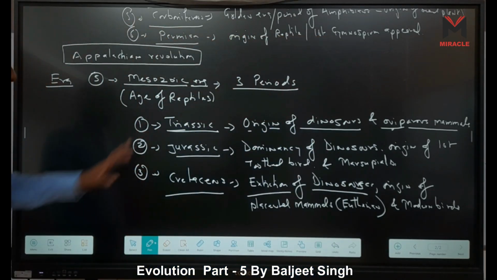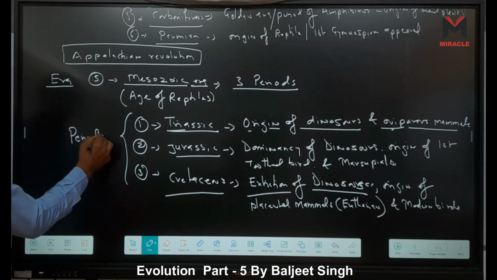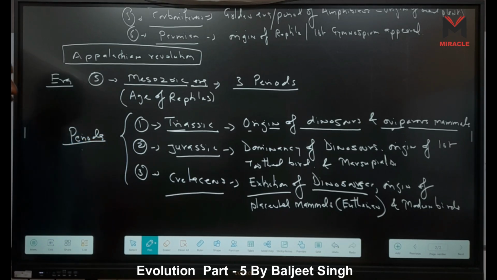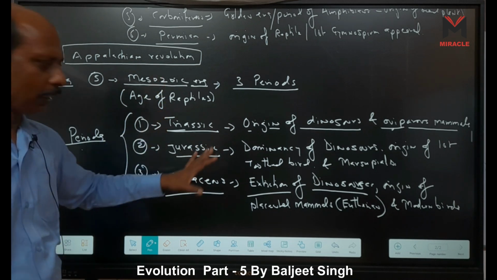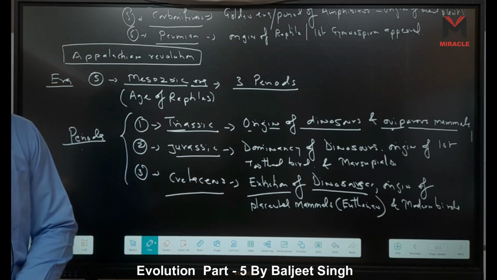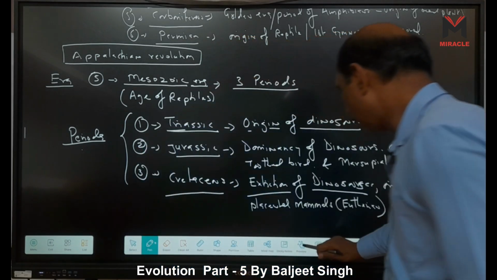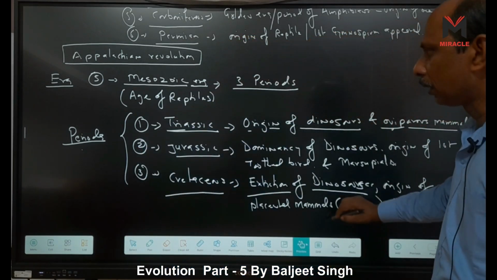Right? So these are the periods of the Mesozoic era, and the Mesozoic era is called the Age of Reptiles. In the Jurassic period, there was a dominance of dinosaurs, right? Then, after that, we have the sixth era.